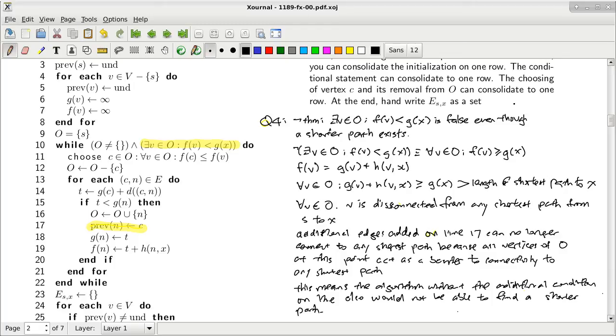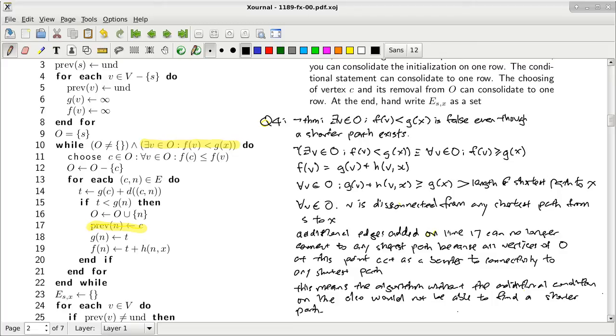The reason I'm making this recording is that after grading about 70% of the class, I just have to explain one thing. The G value is not always guaranteed to be the length of the shortest path. So G of V is not necessarily the length of the shortest path to vertex V. It is only the shortest one that we have found so far.